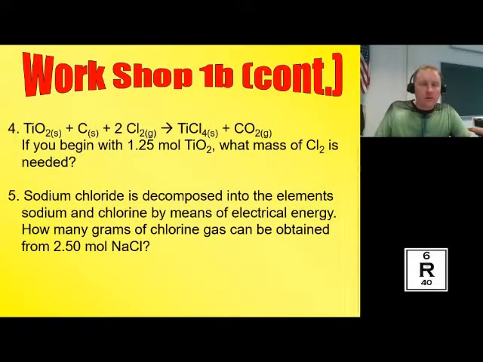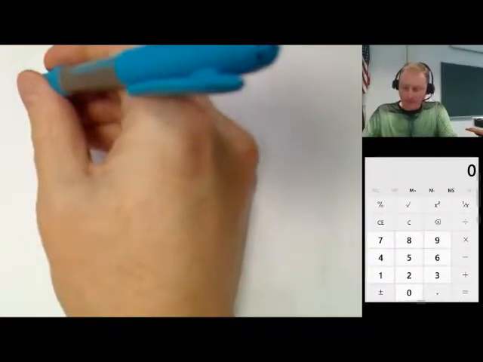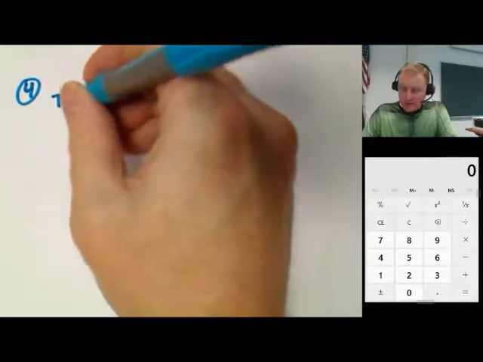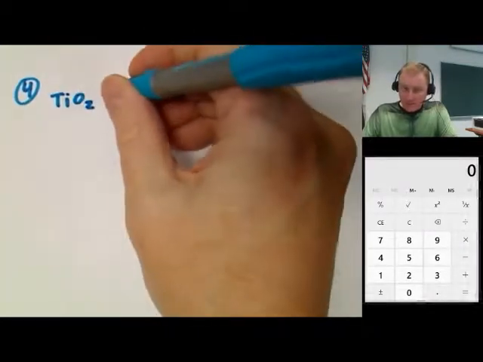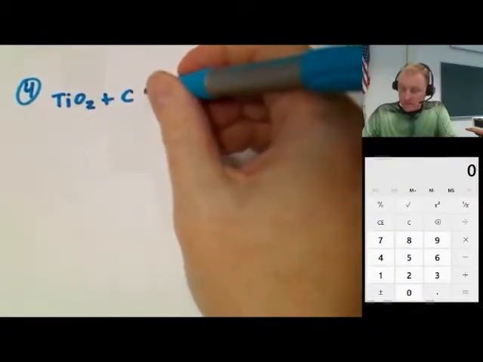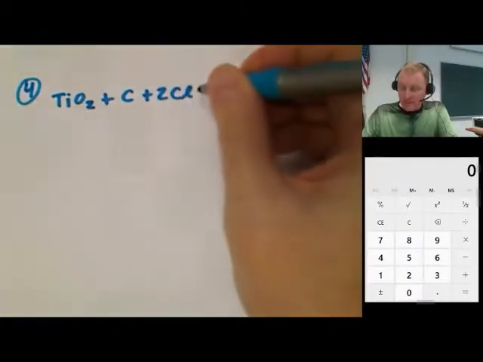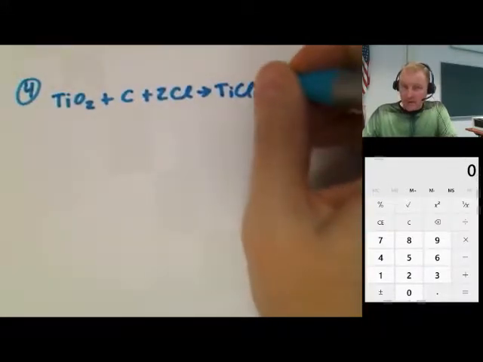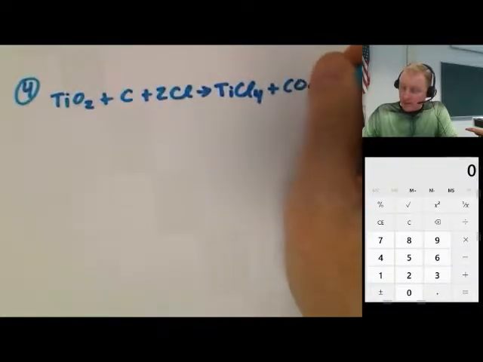Okay, let's do number 4 now. Number 4, it says we are going to convert moles of titanium oxide into the mass of chlorine here. So let's take a look at setting that one up. We have, and this is already balanced for us, titanium oxide plus carbon plus 2 moles of chlorine produces titanium chloride and carbon dioxide.